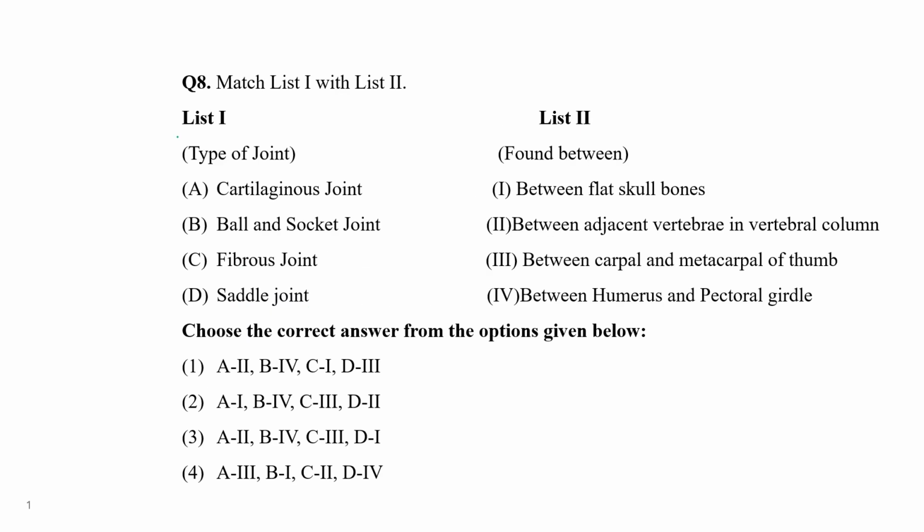Next, again matching. Okay, match list 1 with list 2. Type of joints they have mentioned here: cartilaginous joint, ball and socket joint, fibrous joint and saddle joint. In list 2: between flat skull bones, between adjacent vertebrae in vertebral column, between carpals and metacarpals, and between humerus and pectoral girdle. So you just take 5 to 10 seconds. After that, we will discuss the correct answer.